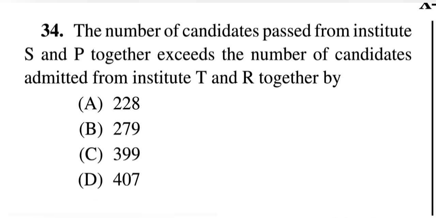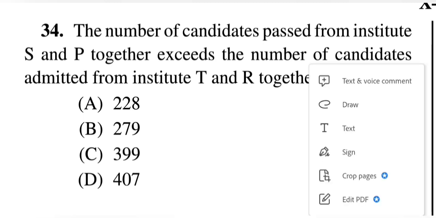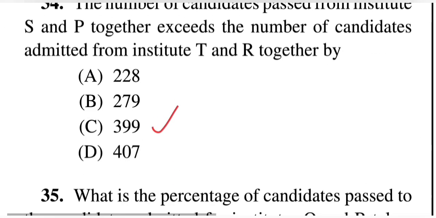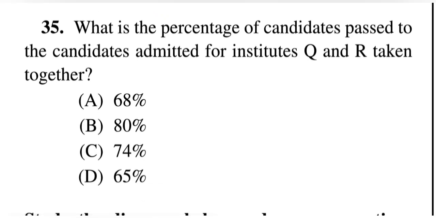Proportionate. Number 34, it says the number of candidates passed from institute S and P together exceeds the number of candidates admitted from institute T and R together by what? 228, 279, 399, 407. 34. This kind of question you cannot solve just by reading. You have to use your brain, and then you have to solve this question. Number 35, it says, what is the percentage of candidates passed to the candidates admitted for institutes Q and R taken together? 68, 80, 70, 65. The correct answer is B, that is 80%.